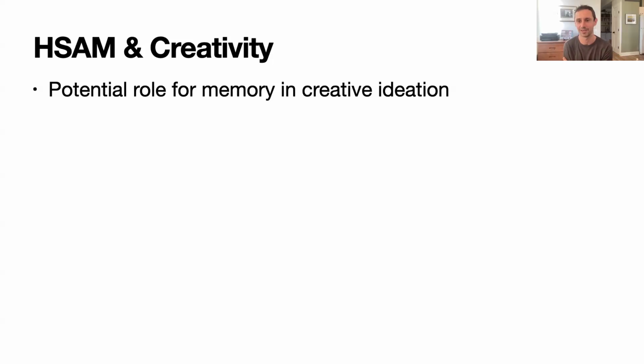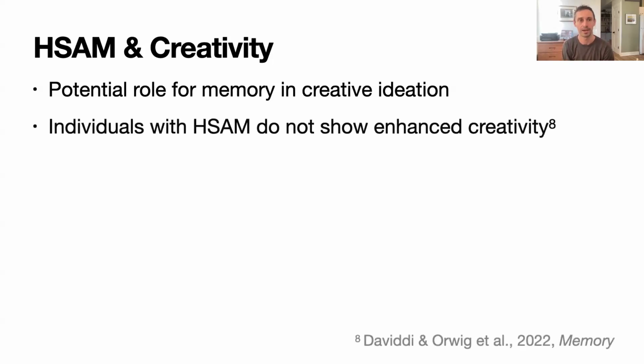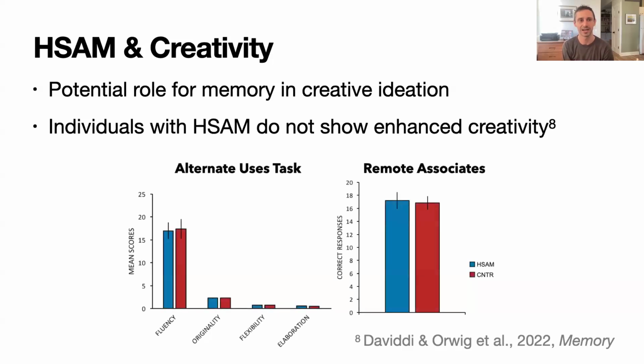So we wanted to test this, and we had access to this cohort of HSAM through our collaborators at University of Sapienza in Rome. And what we found was that individuals with HSAM do not differ from controls in terms of their creativity. This is true for the alternative uses task and the remote associate task, which is another measure of convergent thinking. So across all these different measures, very consistently, they're just performing the same as controls. So it was a null finding, but I think still informative, because whatever it is that's enhanced in the memory of these HSAM individuals, it's not leading to greater creative ideation.